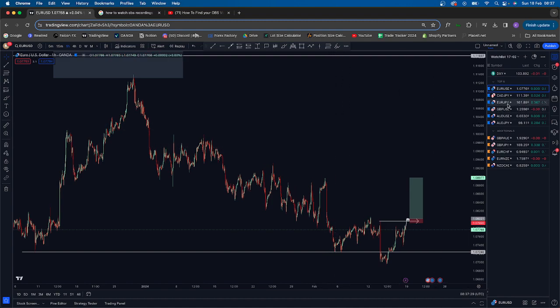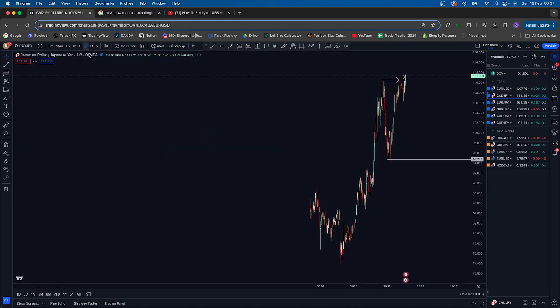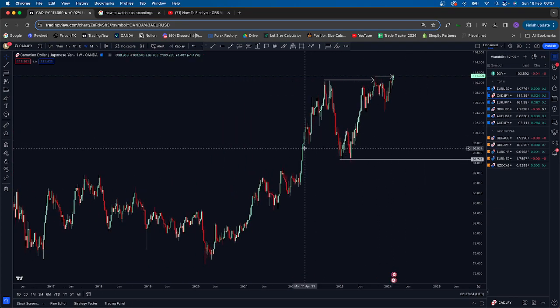Okay, next pair, CAD yen. Just going to the weekly, having a look at price action here.